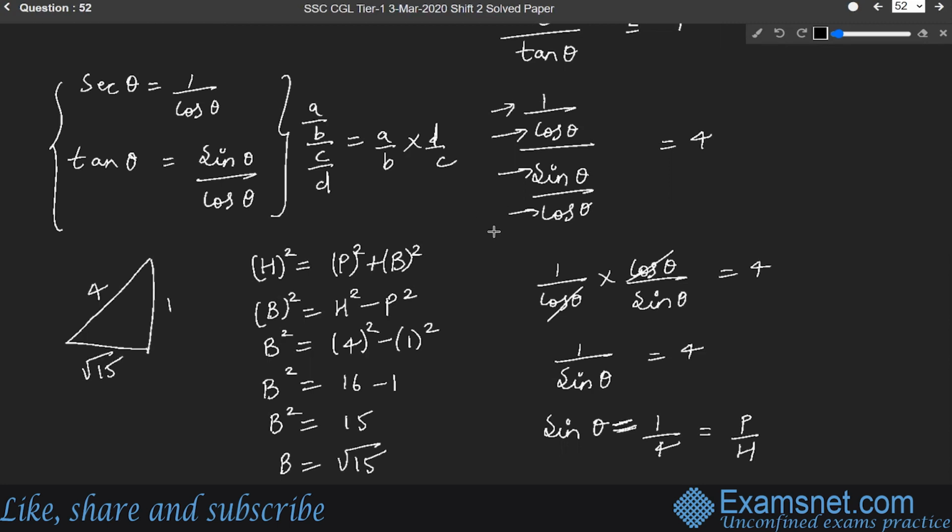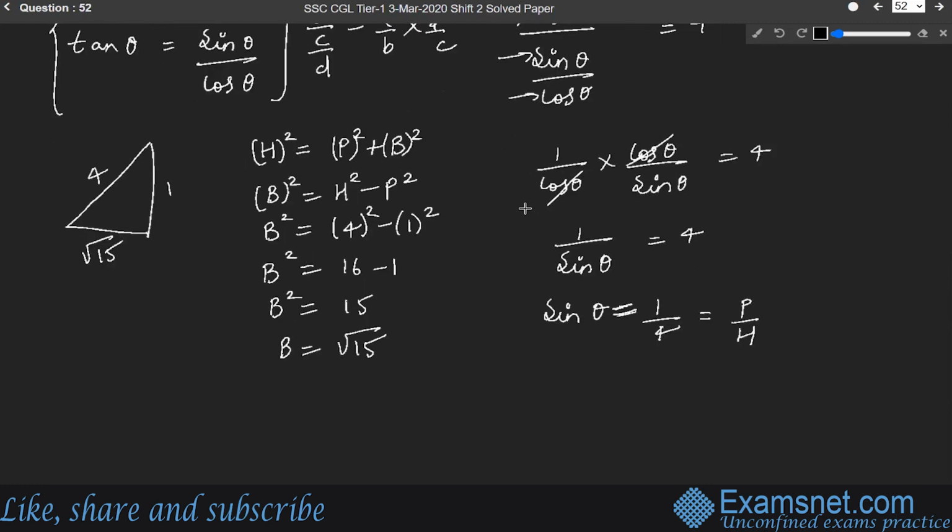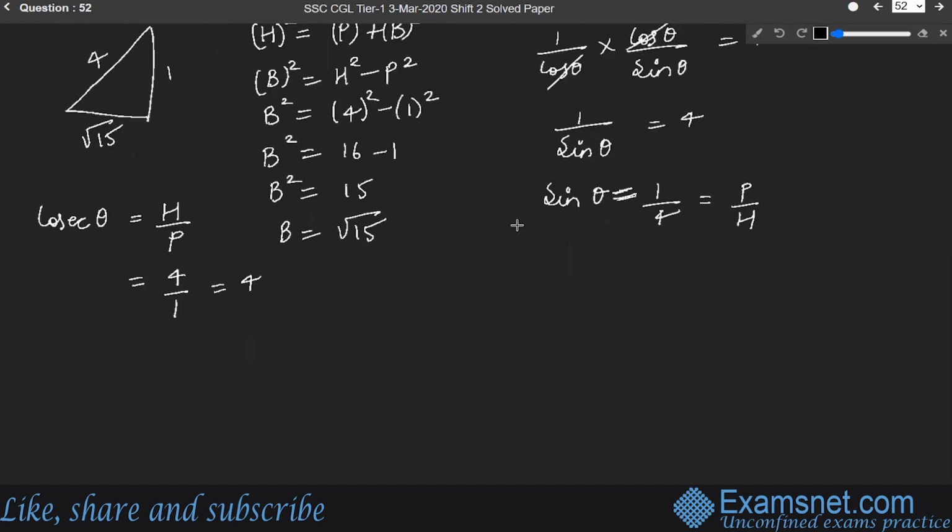Now we have the hypotenuse, perpendicular and base. We can find the value for cosec theta and cot theta. What is cosec theta? Cosec theta is hypotenuse upon perpendicular. What is hypotenuse? Hypotenuse is 4. And what is perpendicular? 1. So 4 by 1 means 4. Right? Similarly, what is cot theta? Cot theta is base upon perpendicular. What is base here? Root 15 divided by perpendicular. Perpendicular is 1. It means that the value of cot theta will be under root of 15. Now we have the value for cosec theta and cot theta.